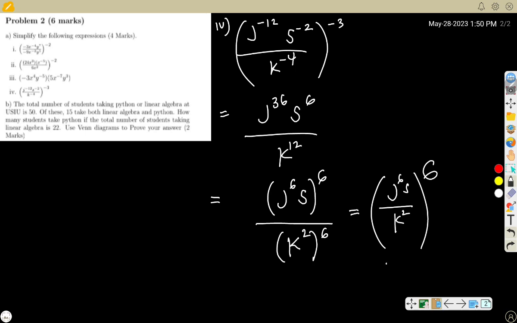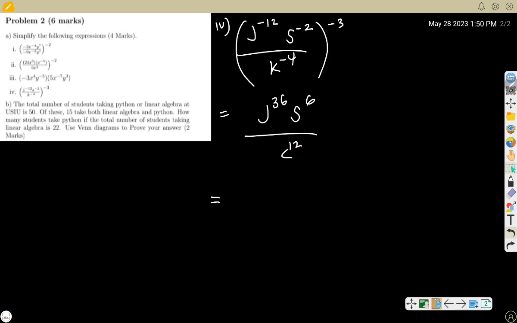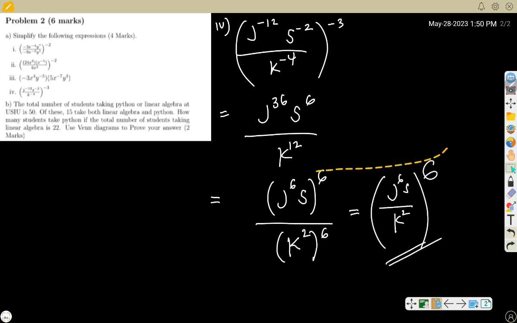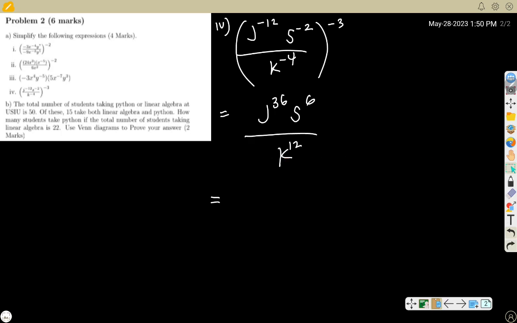So if you like, you can go further this way, and if you like, you can stop here. So that is the answer. So the B part of this.